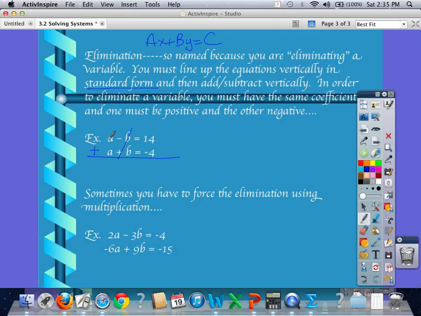So then you go and add these. 1a and 1a make 2a, equals 14 plus a negative 4 makes 10. And then you go ahead and finish solving for a. A is going to be 5. Okay? So then you plug it back in so you can find your other letter.